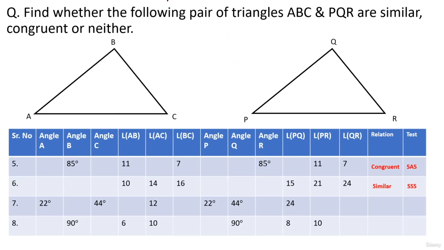Let's go on to the next one. Seventh one. Angle A is 22 degrees. Angle C is 44 degrees. AC is given as 12 units. In this way, angle P is 22, angle Q is 44, and PQ is given as 24 units, right? Now, angles are same, 22, 22, and 44, 44. The two angles are same. That means the triangles are similar by the AA test, right?